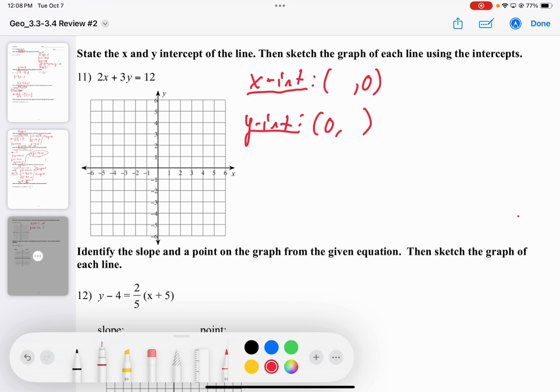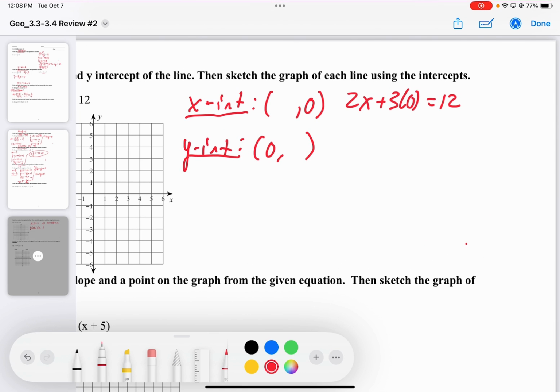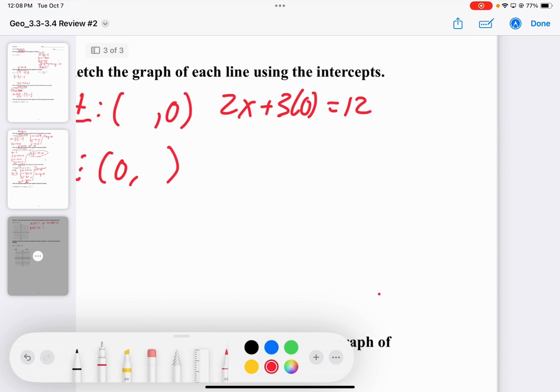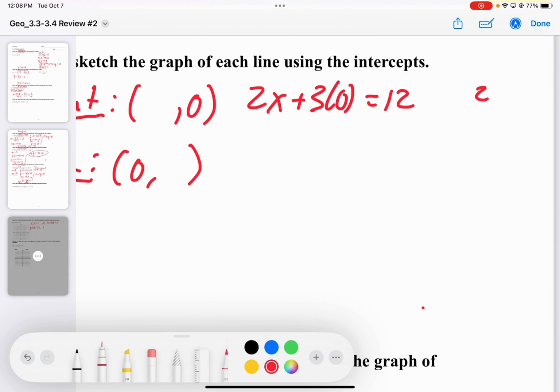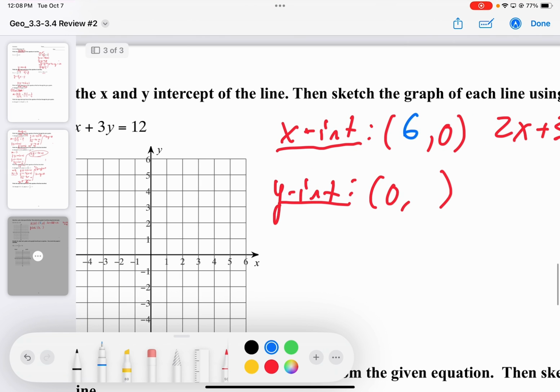All right, so if I plug it in for y, I would get 2x plus 3 times 0 equals 12. But 3 times 0 just gives me 0. So I would get that 2x equals 12, which gives me x equals what? 6. Nice. So my x-intercept is (6, 0), which means I should move straight to my graph and plot that. So (6, 0) is right there.